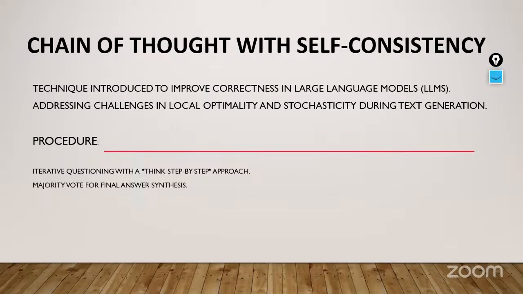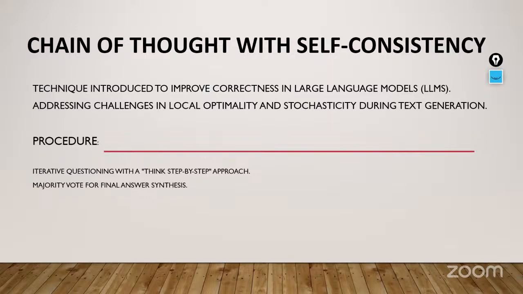Today we are going to discuss chain of thought, chain of thought with self-consistency. This technique is used to improve correctness, like how we can improve a large language model. There are different challenges that our model faces, like local optimality and statistical issues during text generation.